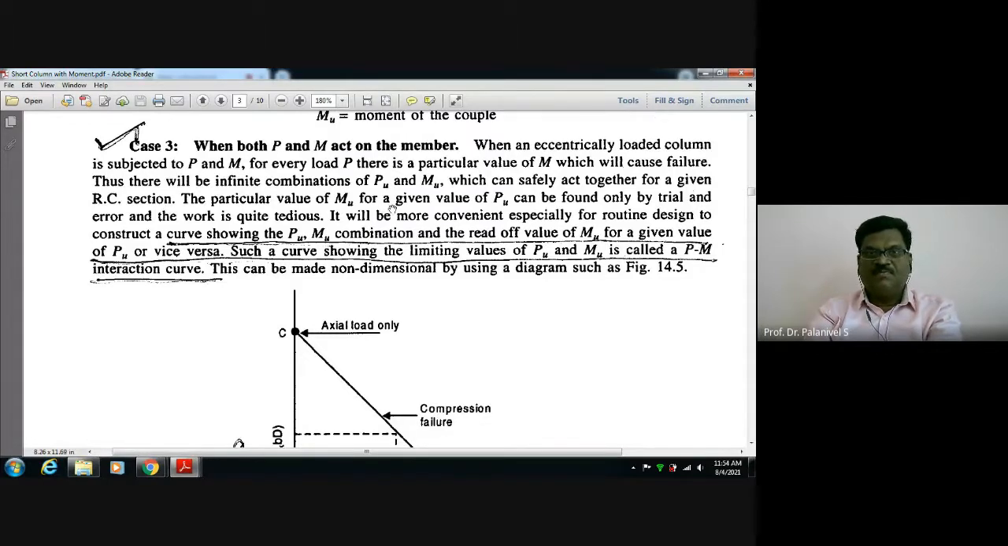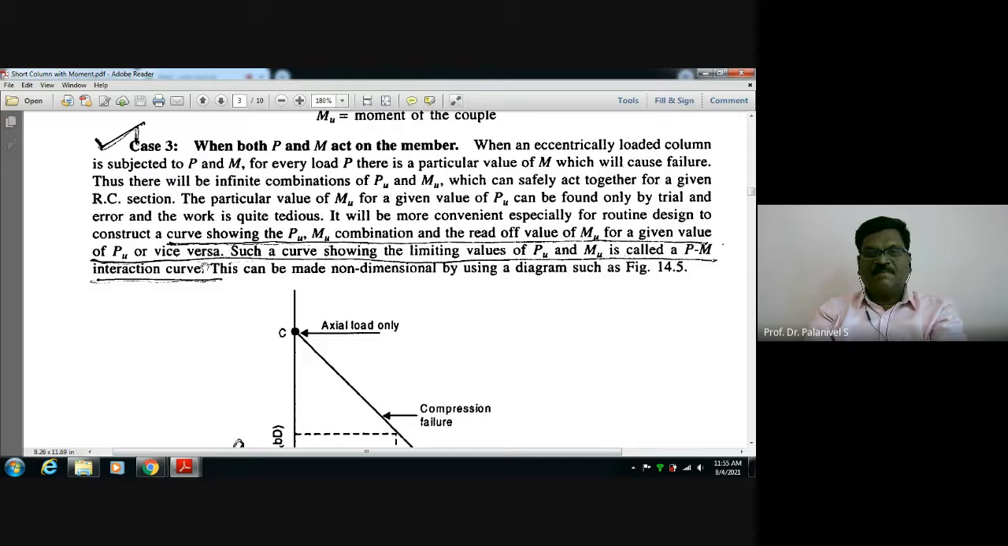The particular value of MU for a given value of PU can be found only by trial and error. Listen, PU is the ultimate axial load, MU is the ultimate moment. It can be found only by trial and error, and the work is quite tedious, right? That's why it will be more convenient, especially for routine design, to construct a curve showing the PU and MU combinations and read off the value of MU for a given value of PU or vice versa. If PU is given, you can read what the MU should be. If MU is given, you can read what PU should be.